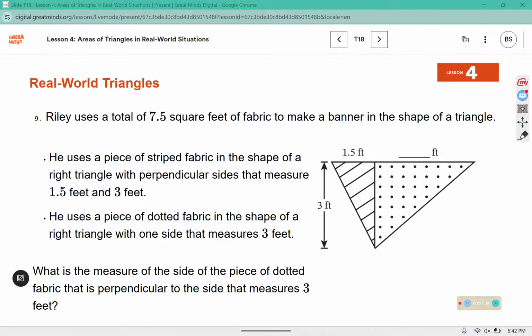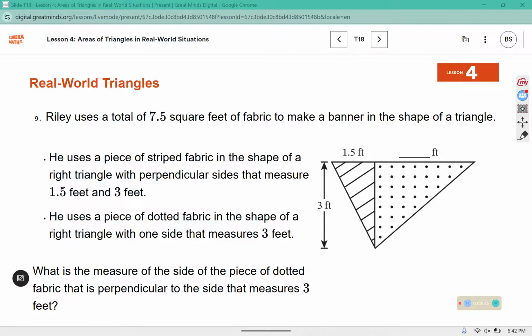Riley uses a total of 7.5 square feet of fabric to make a banner in the shape of a triangle. He uses a piece of striped fabric in the shape of a right triangle with perpendicular sides that measure 1.5 feet and 3 feet. He uses a piece of dotted fabric in the shape of a right triangle with one side that measures 3 feet. What is the measure of the other side of the piece of dotted fabric that is perpendicular to the side that measures 3 feet? So we're finding that missing length here.